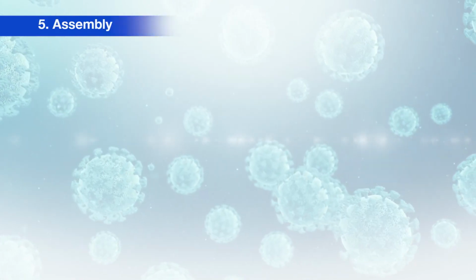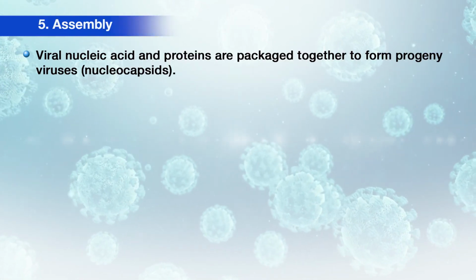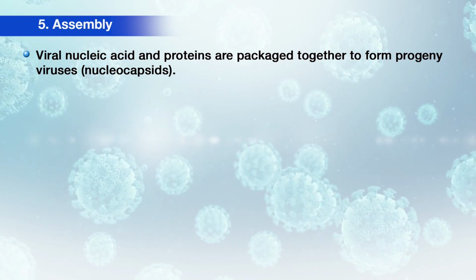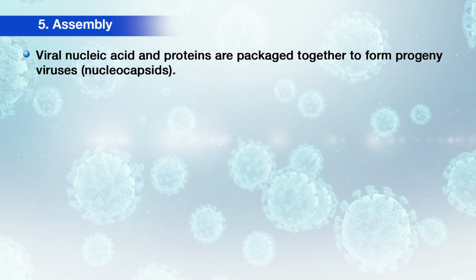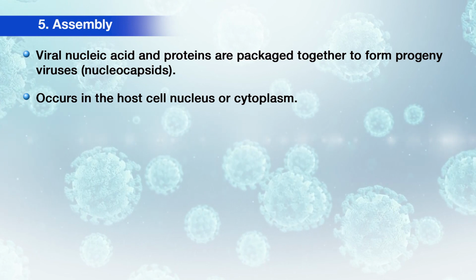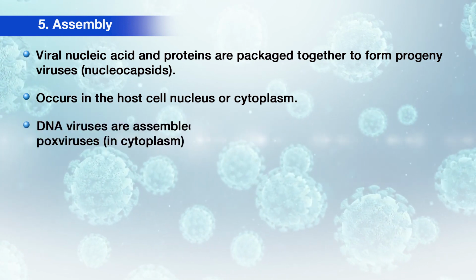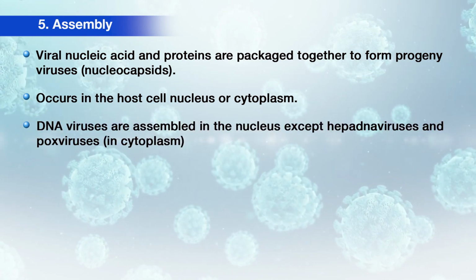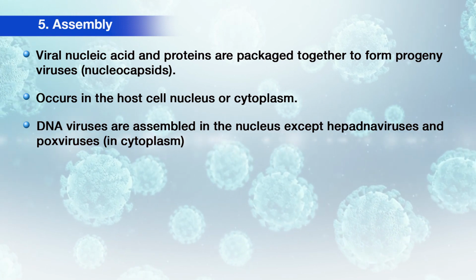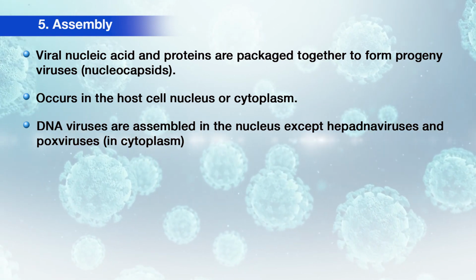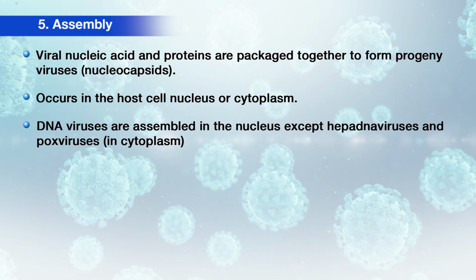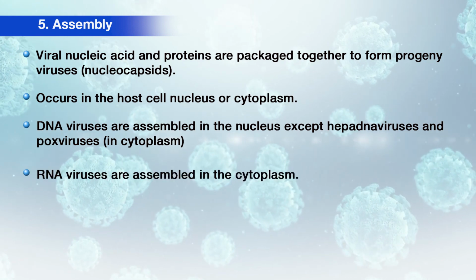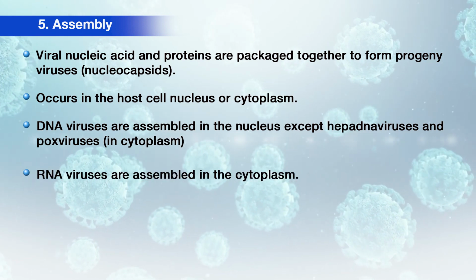In the fifth stage, assembly, the viral nucleic acid and proteins are packaged together to form progeny viruses as nucleocapsids. This occurs in the host cell nucleus or cytoplasm. In DNA viruses, you see the assembly happening in the nucleus, with the exception of herpesvirus and poxvirus, which assemble in the cytoplasm. The RNA viruses are assembled in the cytoplasm itself.